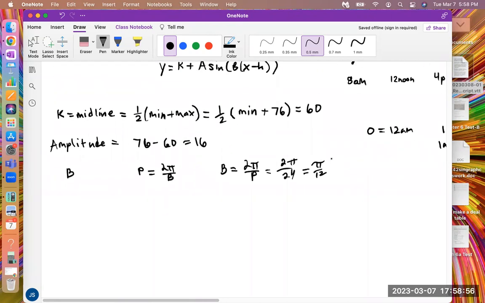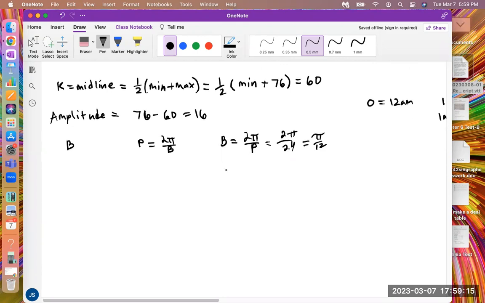So when I plug in 24, hopefully that will be one full cycle. And you'll notice if I plug in 24, multiply 24 times pi over 12, it'll be 2 pi. So it does look like it's okay. It's right. Okay.